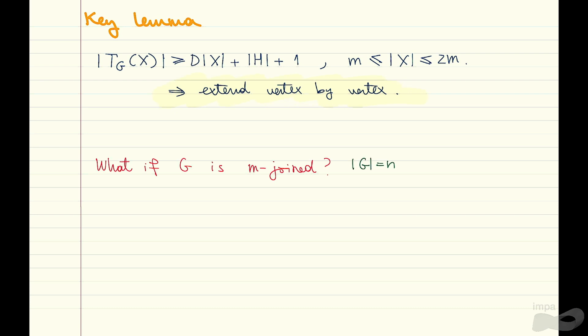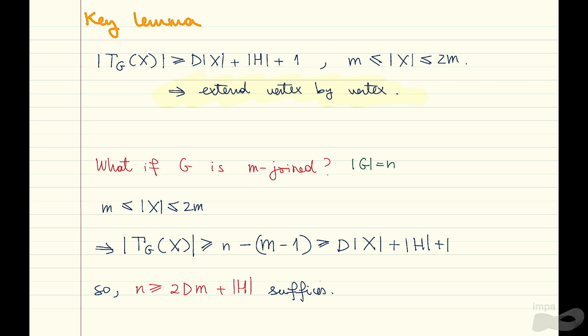OK, so what if the graph is M-joined? So can we check this property easily? So suppose G has n vertices. Let me pick any subset X of size between M and 2M. Then we can check that the non-neighborhood of this set X is going to have size at most M-1. So the neighborhood is going to be at least n minus M-1. And we need this condition to hold. So if we want this condition to hold, the only thing we need is this red condition here. So essentially, this is saying that if we have an M-joined graph, we can embed graphs of size up to as long as they satisfy this condition here. So we can embed very, very, very large graphs just using this method.